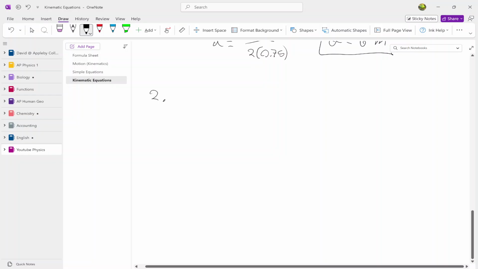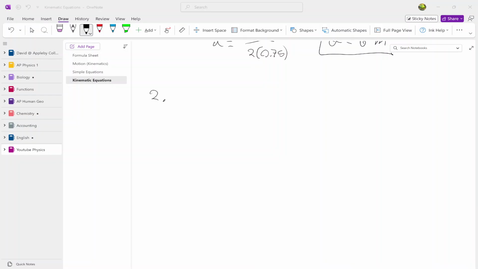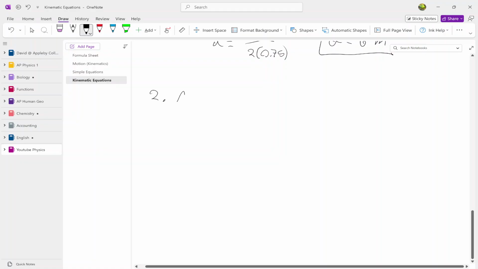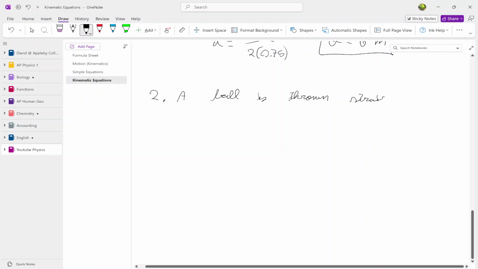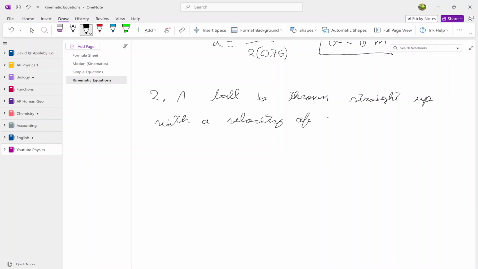So yeah. Let's do another simple question. Then we can up the difficulty a little bit. So this is one of my favorite ones. All of these are from my textbook. So the ball is thrown straight up. Alright, so straight up with velocity 20 meters per second.